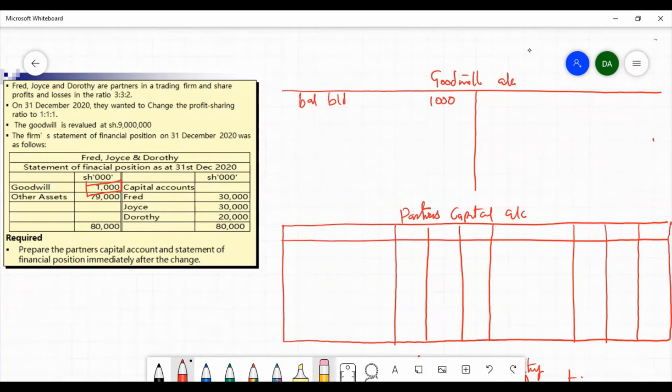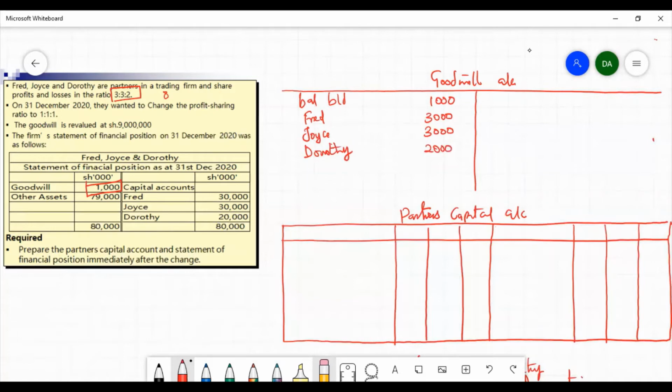That increase in goodwill of 8 million is shared among the existing partners in the old profit sharing ratio of 3 to 3 to 2. Total ratio is 8. That therefore means 8 million will be shared among Fred, Joyce, and Dorothy as follows. Fred, 3 million of the increase in goodwill. Joyce, 3 million of the increase in goodwill. And Dorothy, 2 million of the increase in goodwill.